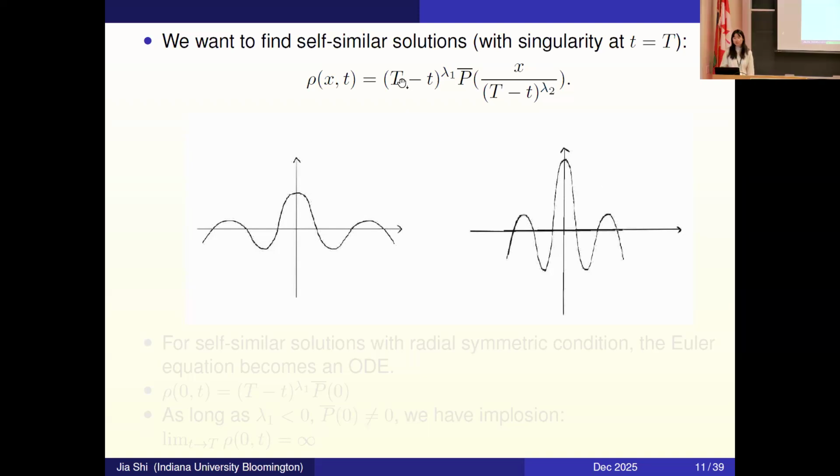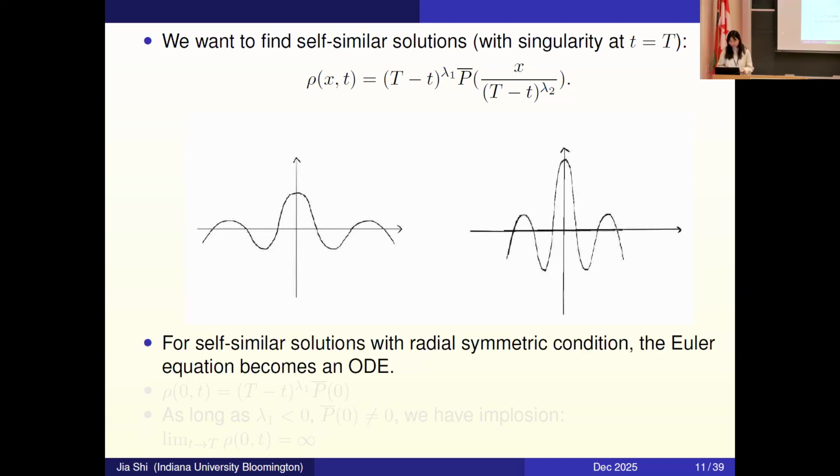And the capital T here is the blow-up rate. It's the time at which you want the solution to tend to infinity. And lambda 1 and lambda 2 are constants that you should fix through scaling. And usually there's some flexibility, as in our case.